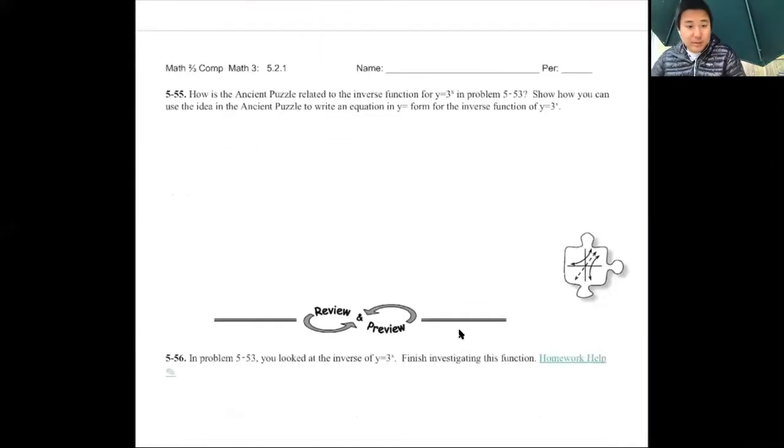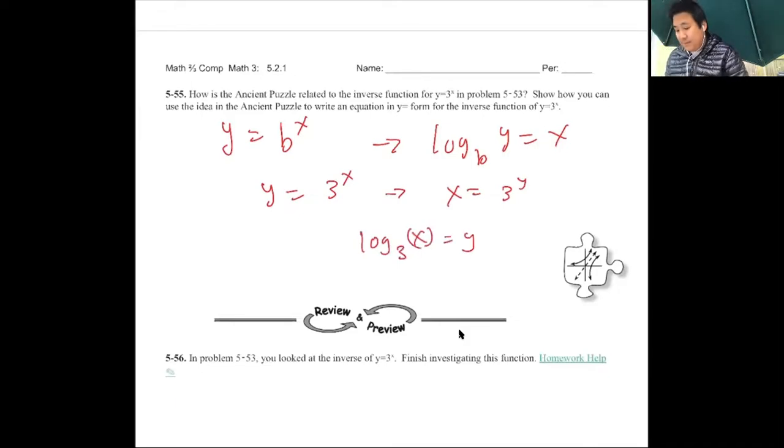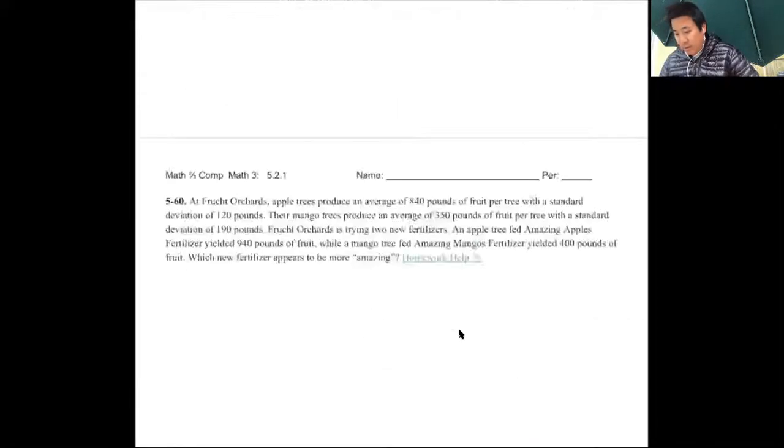Analyze the puzzle results. So if y equals b to the x, then log base b of y equals x. So y equals 3 to the x. You can switch that to x equals 3 to the y, which turns into log base 3 of x equals y. So we can practice more of that. So there's your video. There's the rest of your homework. Nice job.